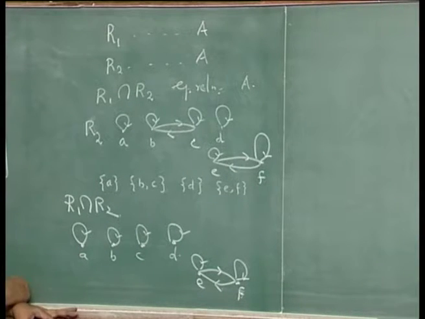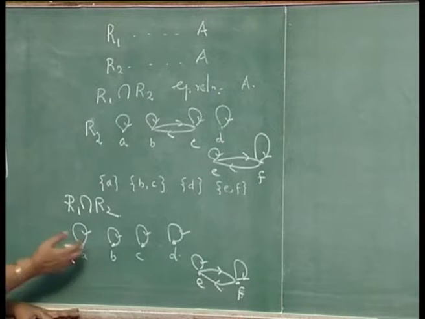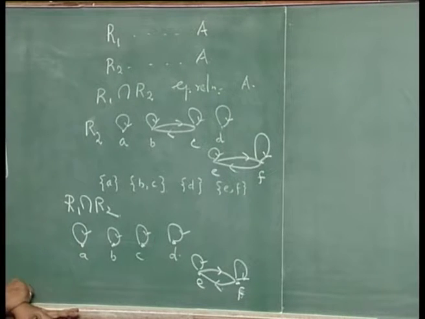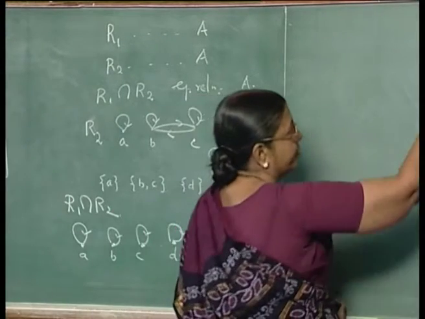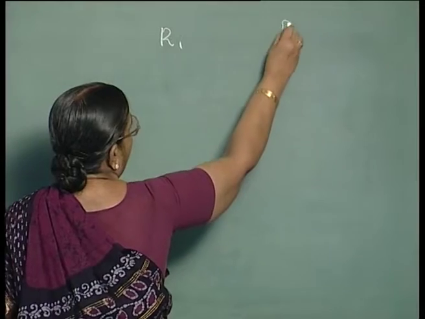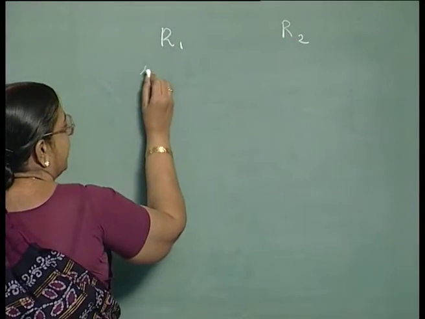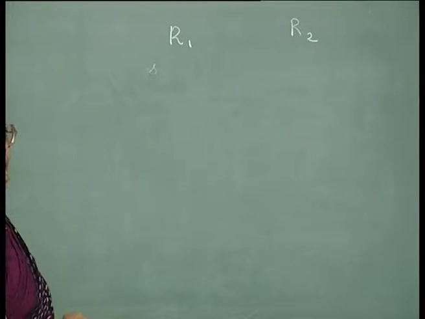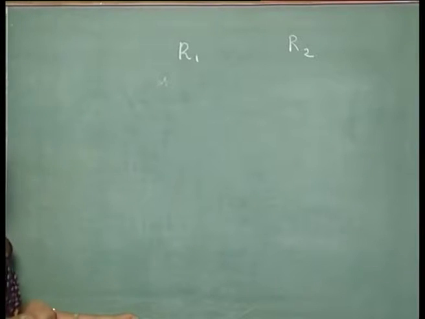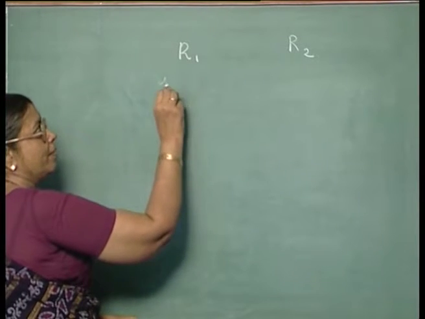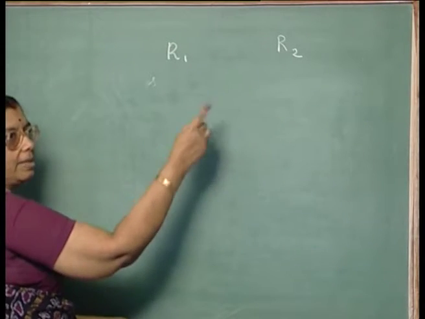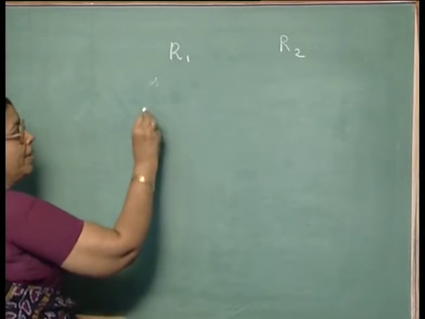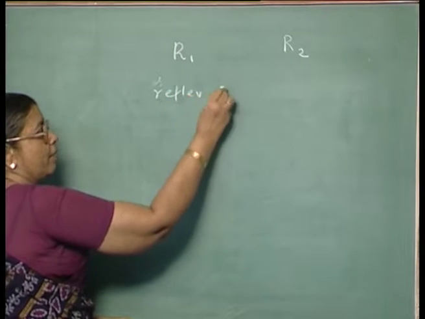This is an equivalence relation because it is reflexive, it is symmetric, and it is transitive. So, how can you say that it is reflexive, symmetric, and transitive? Now, take R1 and R2, both will have the self loops because both are equivalence relations. Please remember that R1 and R2 are equivalence relations on the set A. So, both are reflexive, the self loops will be present in both, and in the intersection also they will be present. So, the reflexive property is okay.